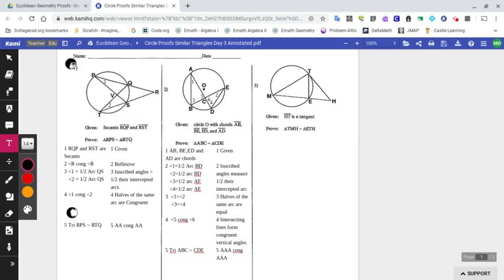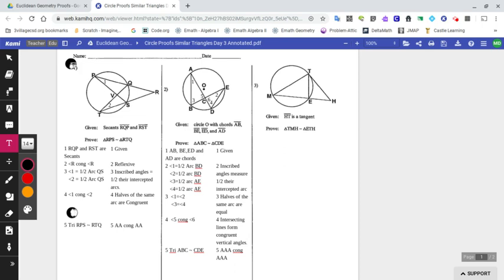Okay, step 4, I threw this in. I didn't really need it. As soon as I had two angles congruent to two angles, I had the two triangles similar. But this was your other option as far as angles. You've got the vertical angles, 5 and 6. Intersecting lines form congruent vertical angles. So the two triangles are similar to each other.